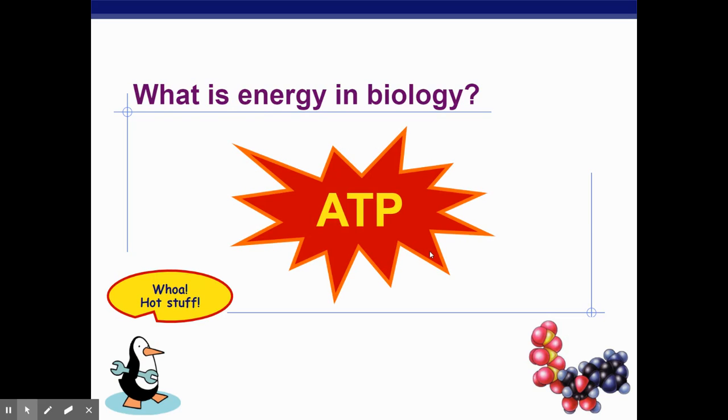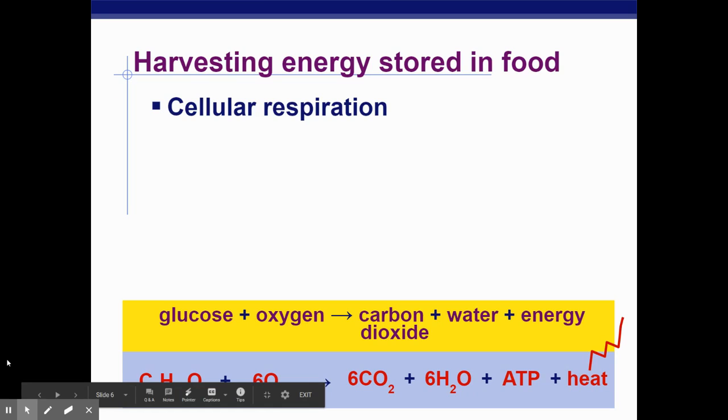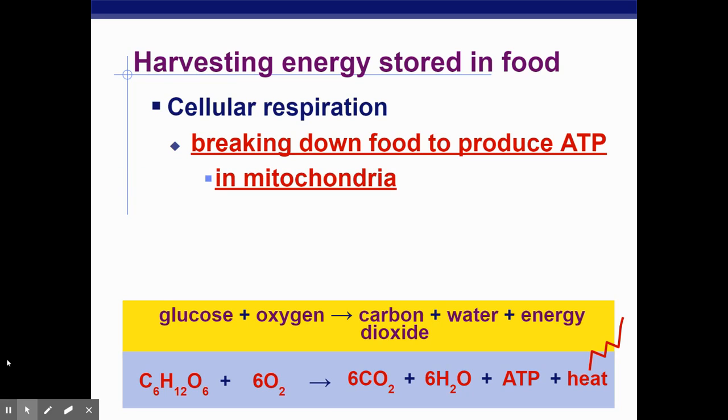So what is energy in biology? It's ATP, and that stands for adenosine triphosphate. So harvesting the energy stored in food is going to be occurring through a process called cellular respiration. And cellular respiration is when we break down food to produce ATP. And it occurs inside the mitochondria. And just so you know, this is occurring in both plant cells and animal cells. It's going to require the presence of oxygen.